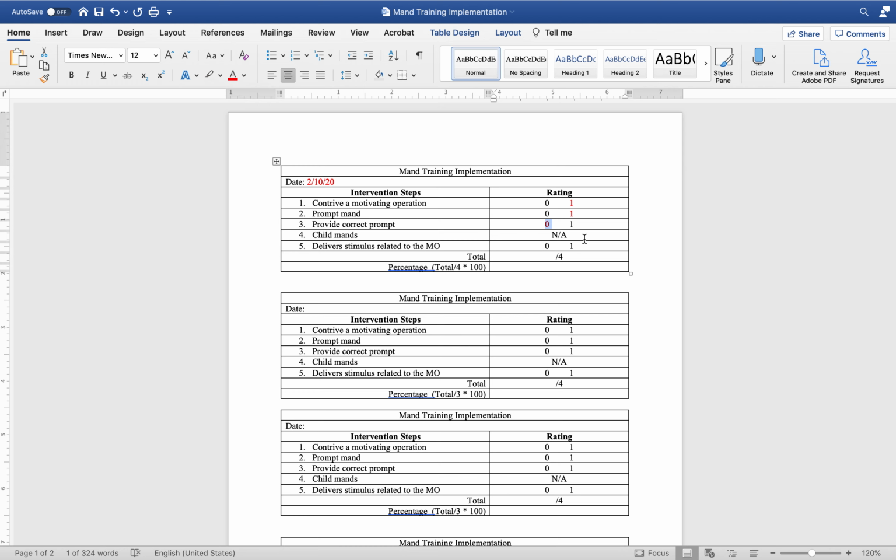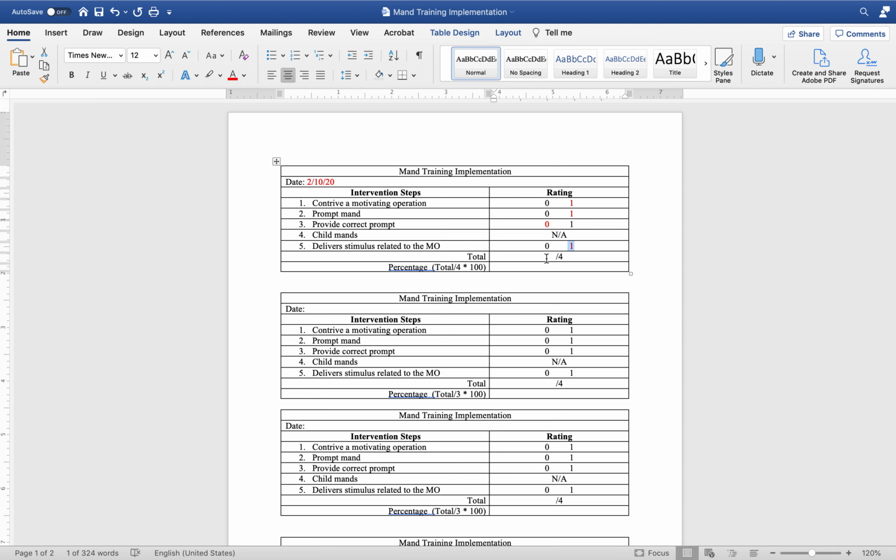Then I would see if my child demands. I'm not going to take data on that because that doesn't have anything to do with my partner's behavior. And then I would observe if my partner delivered the stimulus related to the MO. So if we're using a cookie during these trials and the child says cookie, I would observe if my partner gave them the cookie. And if they did, I would mark that as a 1.